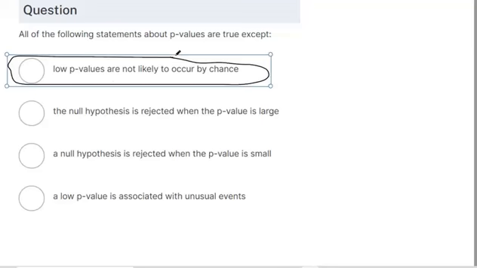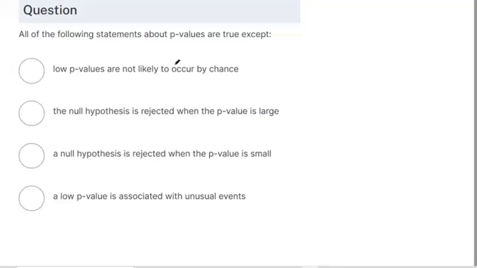Because the null hypothesis is like the status quo model. We would expect you get a certain data set that matches the null hypothesis just by random chance. You would not expect to get a low p-value by random chance. It means something's happening if you get a low p-value. So that's true. Low p-values do not happen by chance, or they're unlikely to happen by chance.